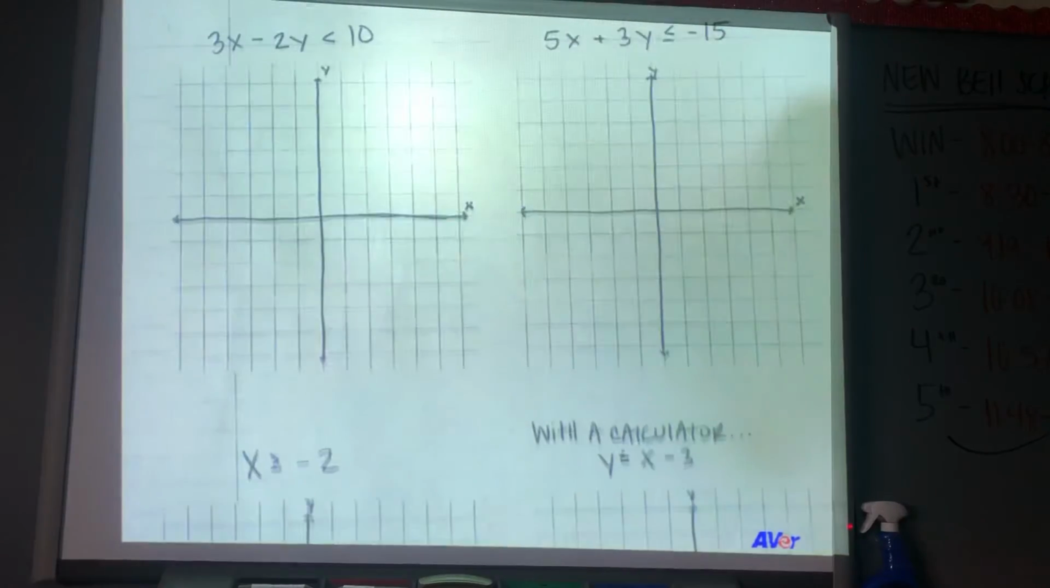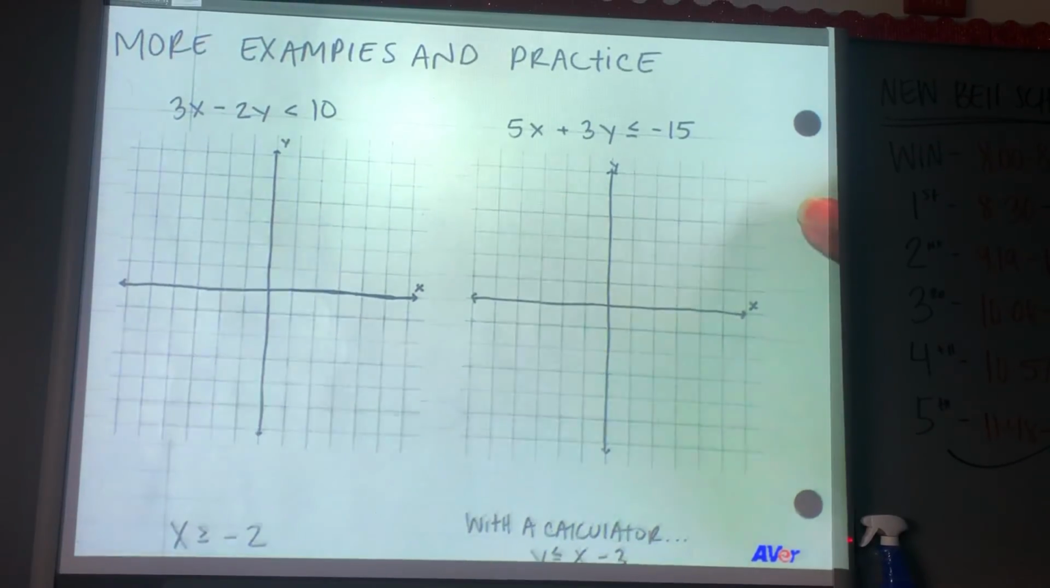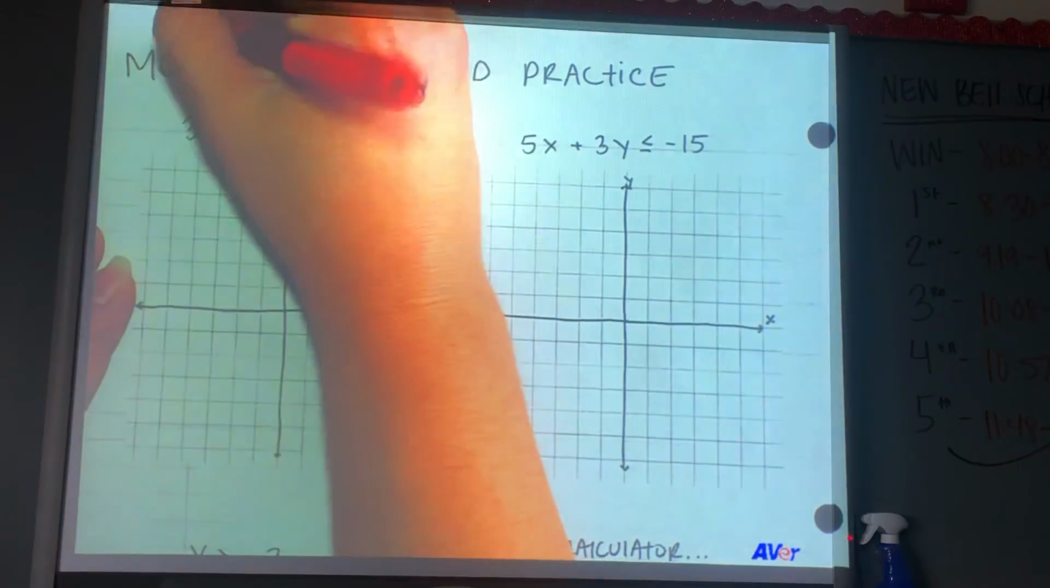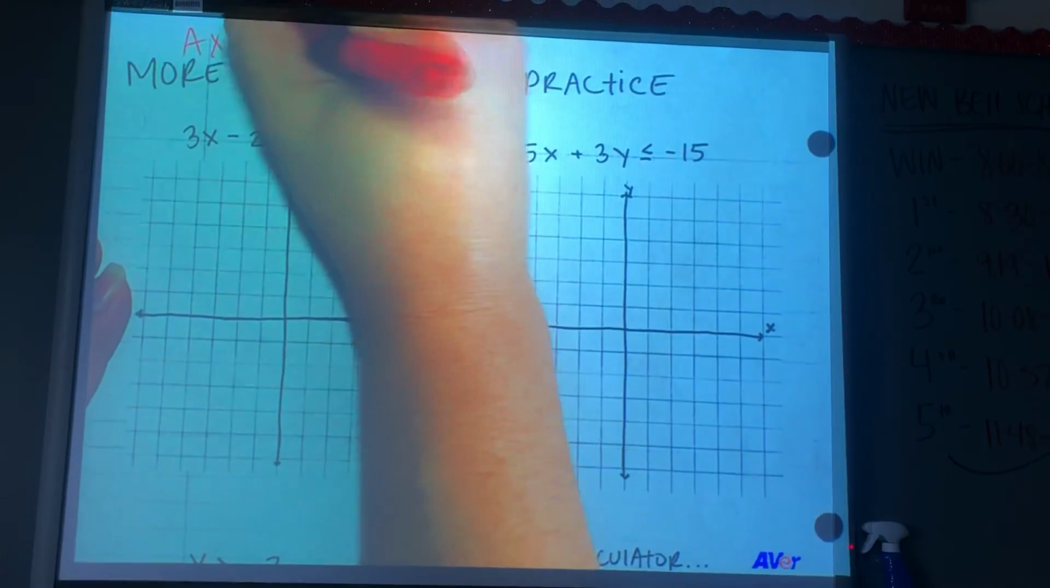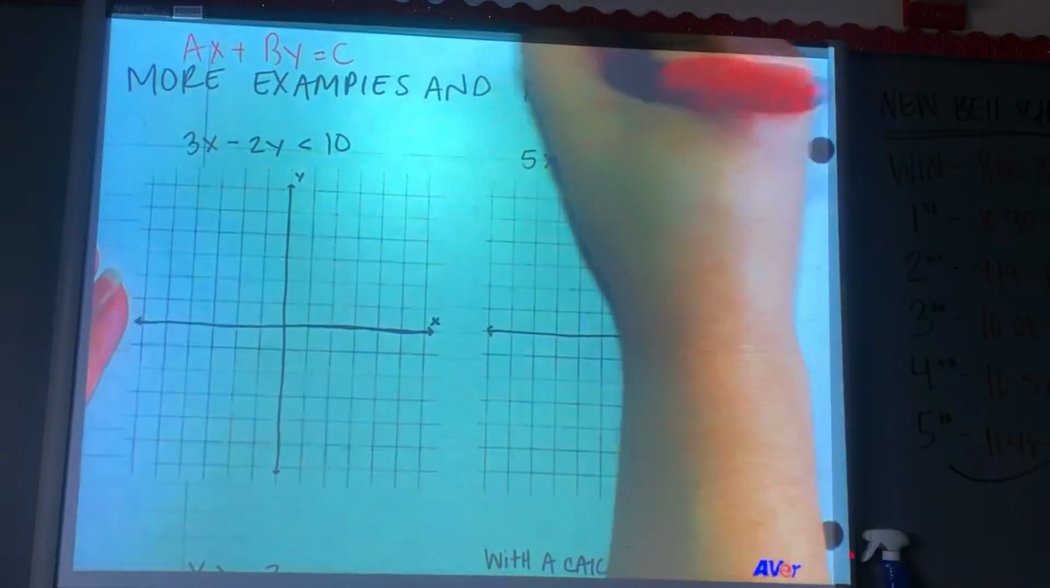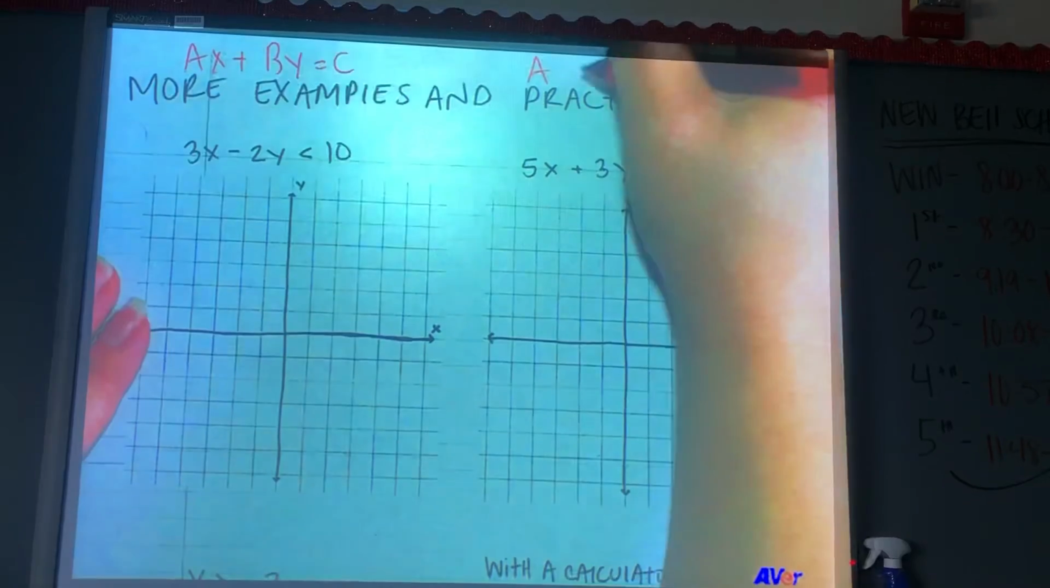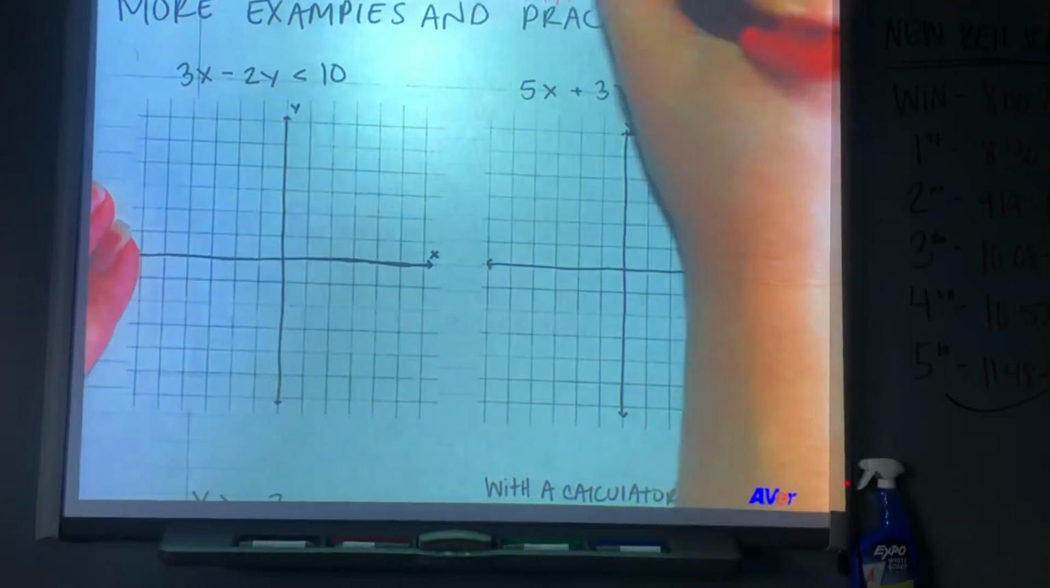The back has examples of standard form, where ax plus by equals c. Oh, darn it. The second half of this video will come later.